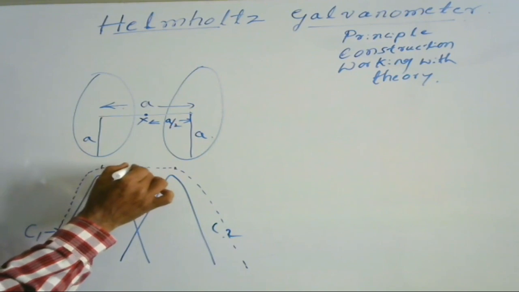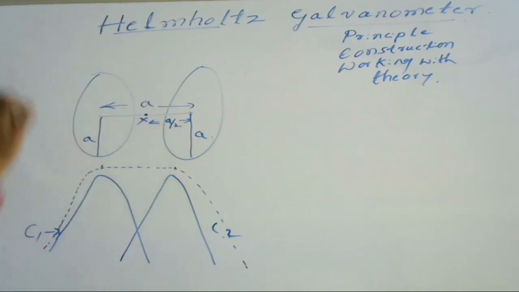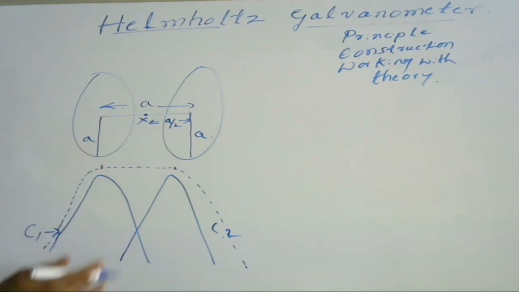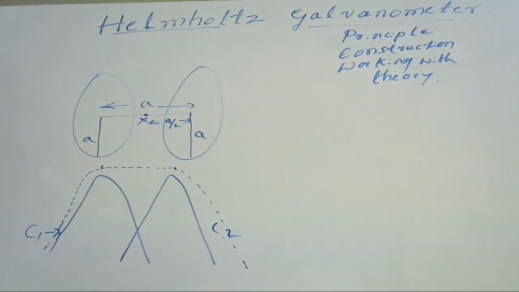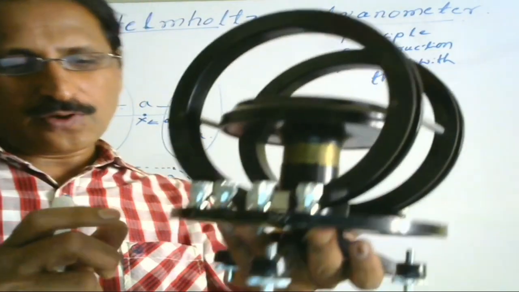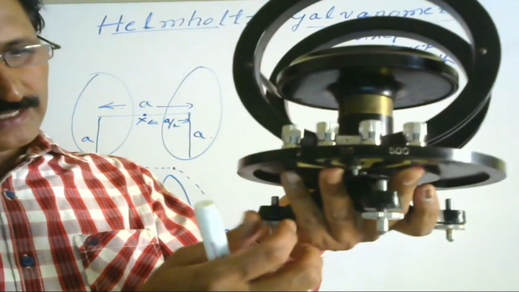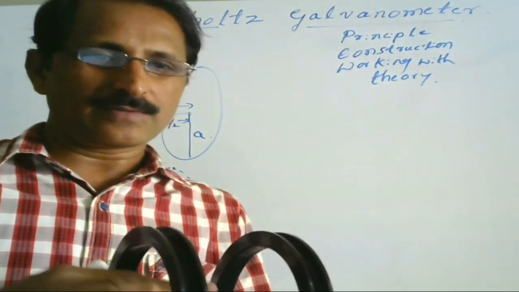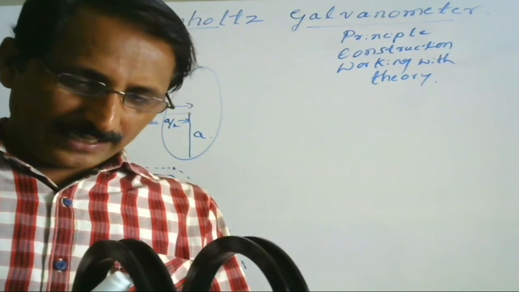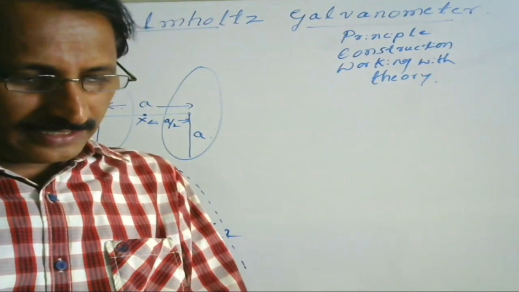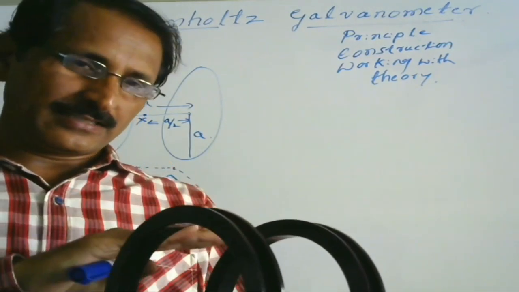At this position the magnetic needle is placed, so that the needle can rotate under the action of the field formed due to both the coils and also the horizontal component of the Earth's magnetic field, BH. Now let us see the working of this Helmholtz galvanometer. First, we have to adjust the leveling screws so that the compass box of the Helmholtz galvanometer is leveled. Now the magnetic needle inside is free to rotate in the horizontal plane.